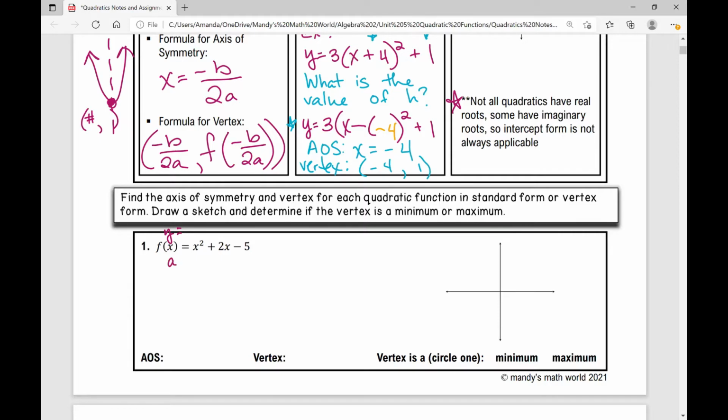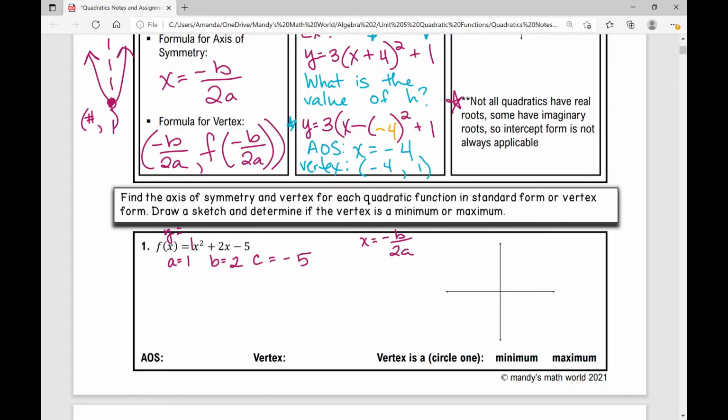So f of x equals x squared plus 2x minus 5. Let's first identify what a, b, and c are. Those are just the coefficients of each term. So if nothing is in front of that x squared, a is 1, right? B is 2, c is negative 5. I've identified a, b, and c, and if I refer to my notes up top, the formula for the axis of symmetry is x equals negative b over 2a.